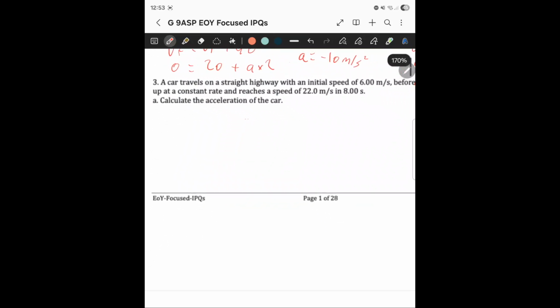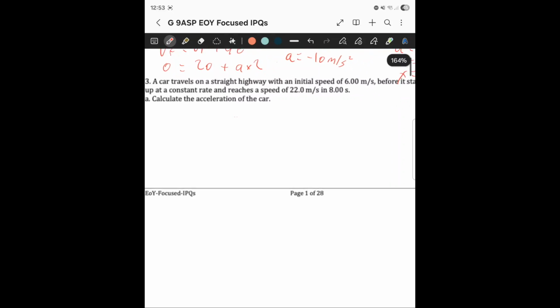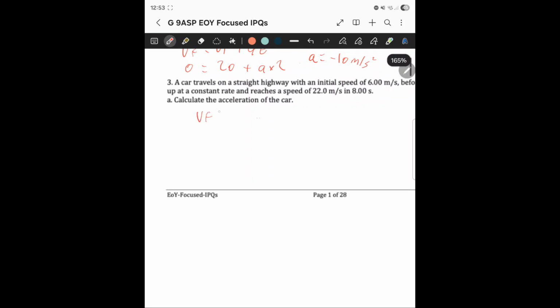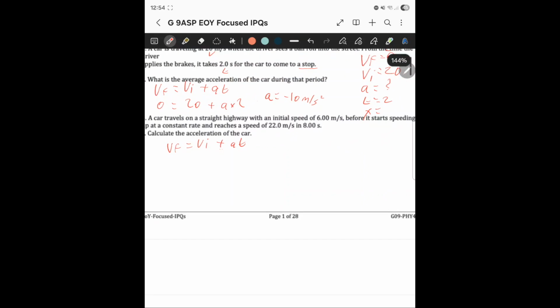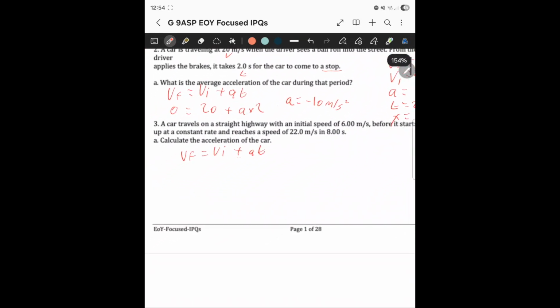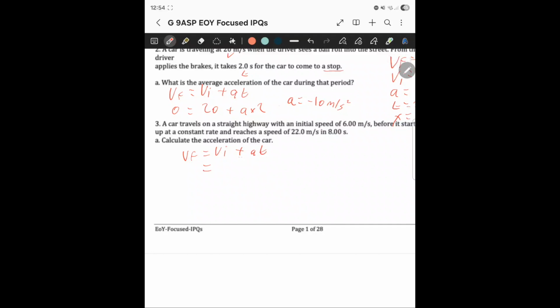So very nice. And what's happening here? A car travels on a straight highway with a starting speed and final speed. So it's the acceleration again. VF equals VI plus AT. We've labeled them out twice now, so I'll go ahead and put the numbers in. Initial speed is VI. Do we have a final speed? Yes, we have a final speed of 22, VF. That's my VI, plus A, which I need, multiplied by the time. What is the time? 8 seconds. If you were to go ahead and solve that out, you will hopefully get 2 meters per second squared.